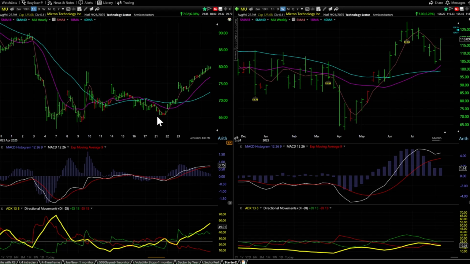Now look at how this played out on the hourly. We actually had an undercut. We undercut this low. We undercut these bottoms here.